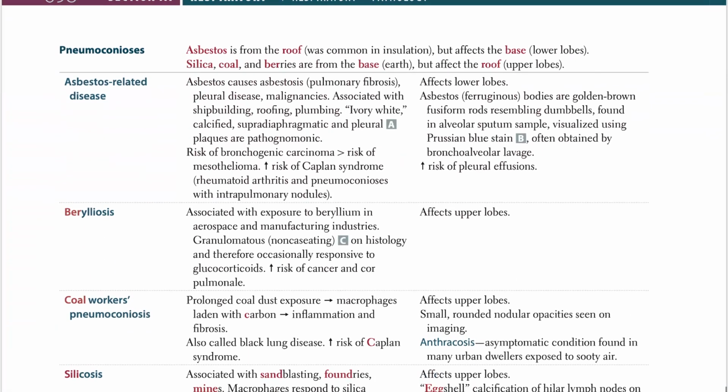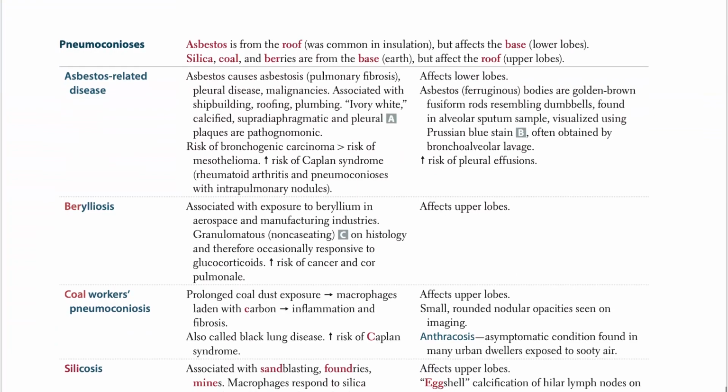So let's look at pneumoconiosis. Asbestosis comes from the roof, was common in insulation, but affects the base. So with asbestosis you get the exposure from roof stuff, but it affects the base, which is the lower lobes, while silica, coal, and beryllium come from the base, the earth, but affect the roof, meaning upper lobes. So let's look at each one of them.